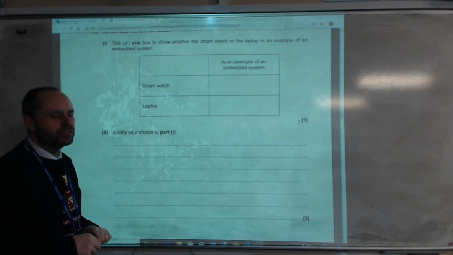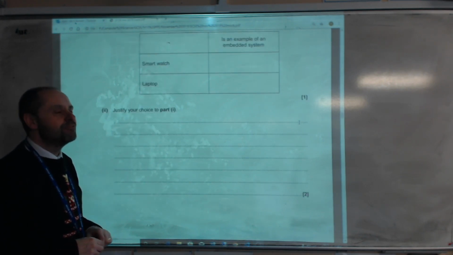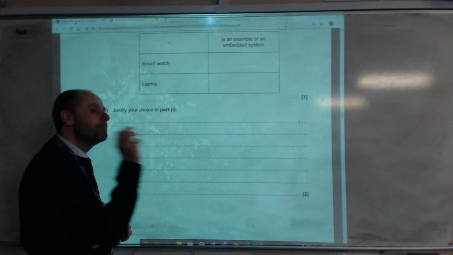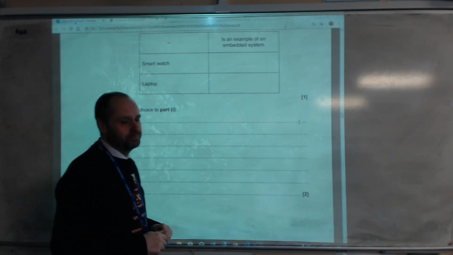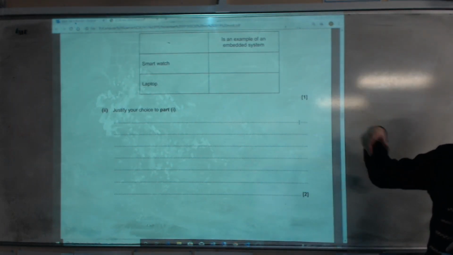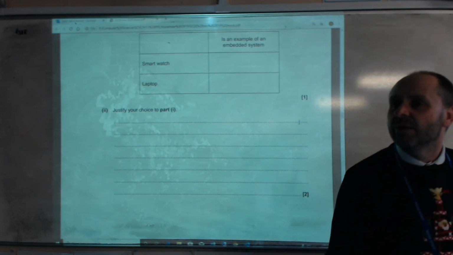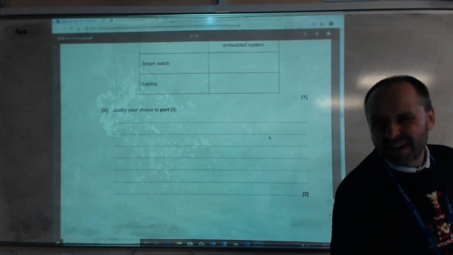That is what an embedded system is. Not single function. I know some of the resources say single function, and that's wrong. It's single purpose. They're getting the words mixed up. Single purpose. So it's definitely not a laptop, because it's a general purpose computer. But yeah, bad question.